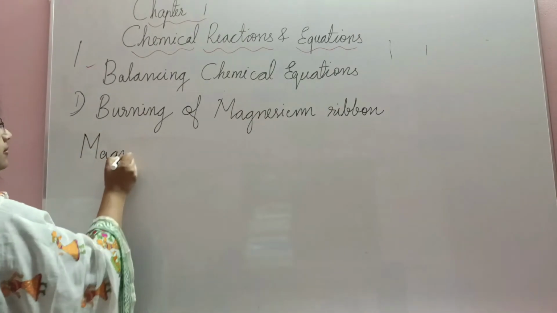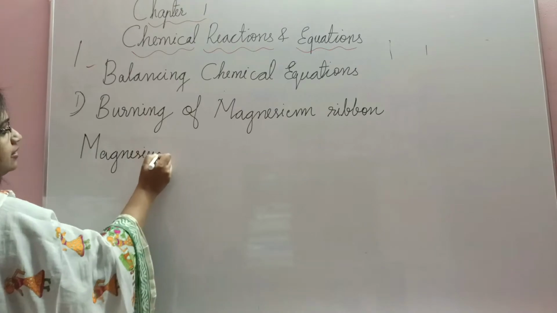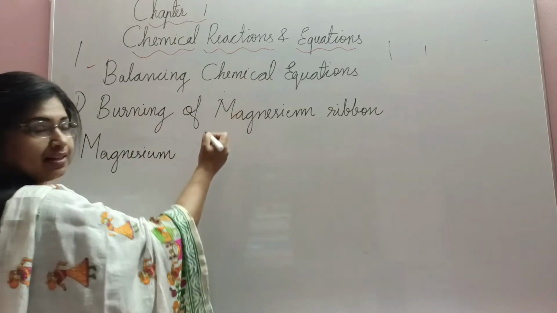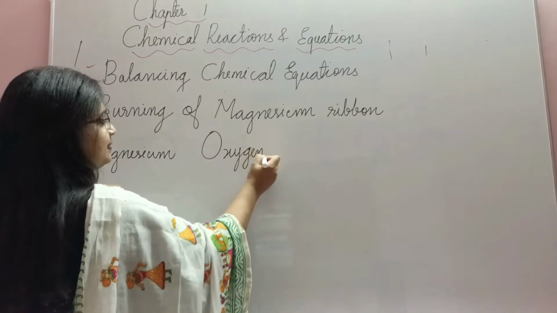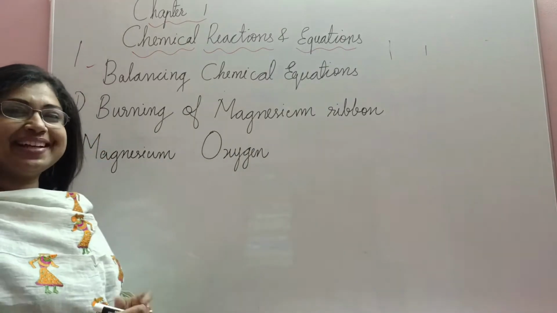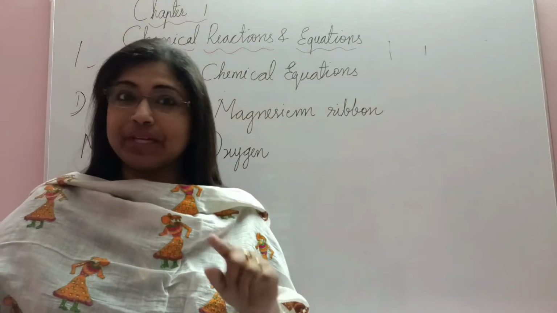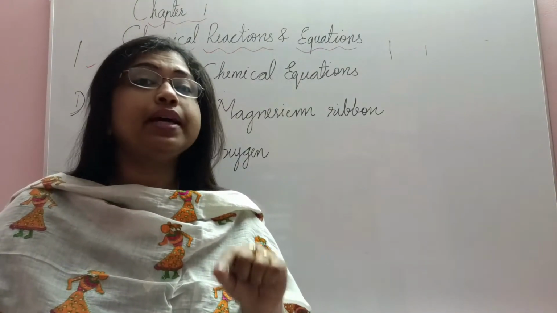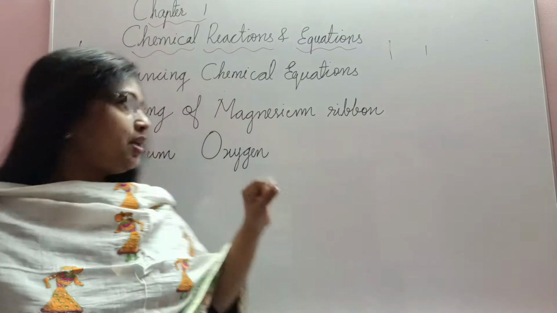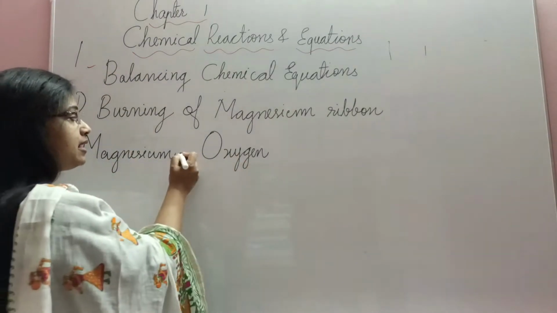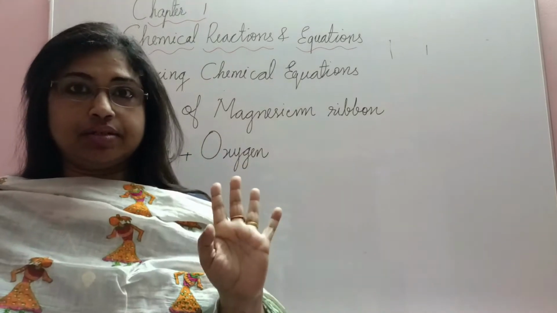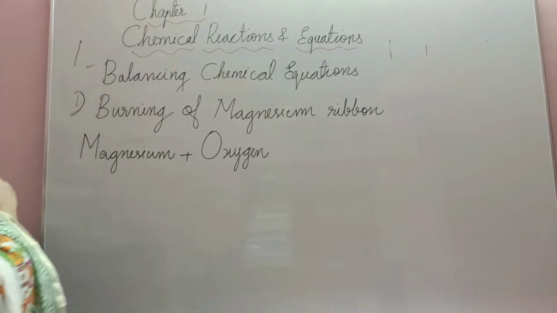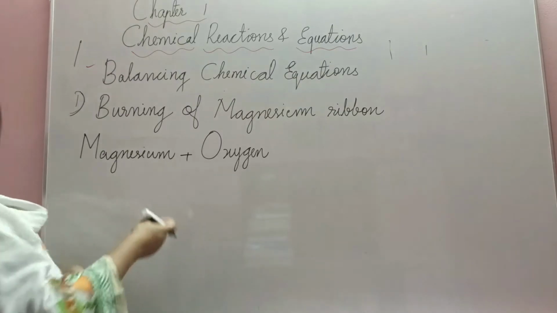Magnesium is the first reactant, and then comes oxygen gas. There are two reactants, but there is a problem. When you write it in the form of an equation, you need to put a plus sign between the reactants if there is more than one reactant. Okay? So we put a plus sign here.